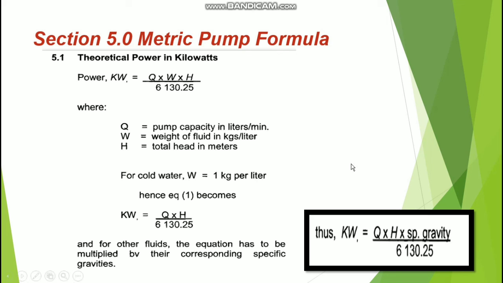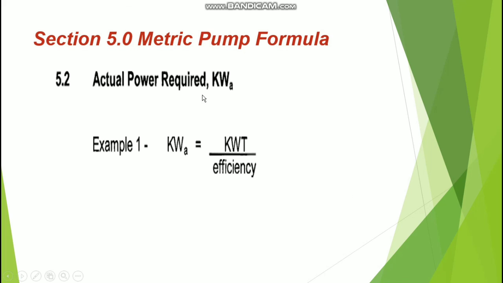So, it becomes kilowatts equals Q times H times specific gravity over 6,130.25. For the actual power required, actual power required equals theoretical kilowatts over efficiency. That's all.